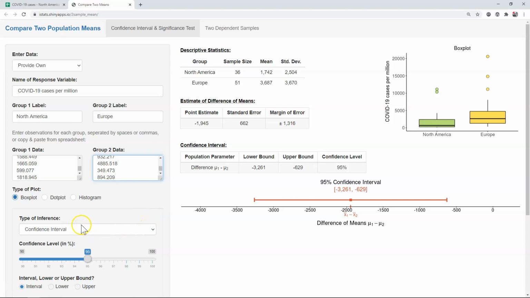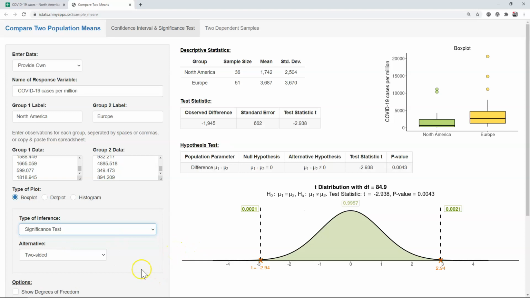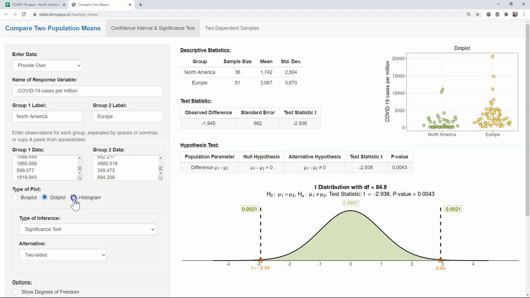And then finally, the type of inference that we're performing here is a test for significance. So we're going to choose this one. And our alternative is already matching since we're looking at a not equal to. This is two-sided versus a less than or greater than. And so all the information that we need is provided here. It again gives us a box plot or any other type that we want to use to be able to visually compare these results.